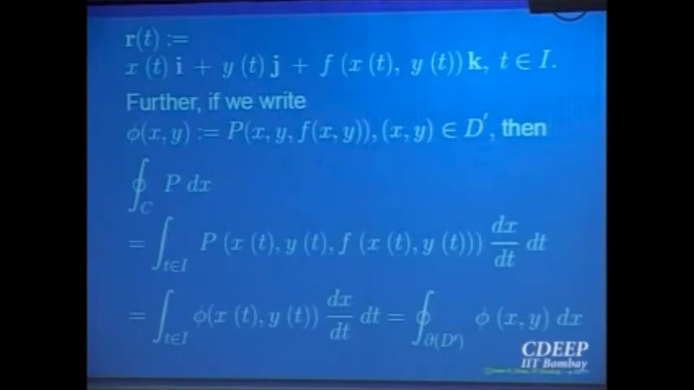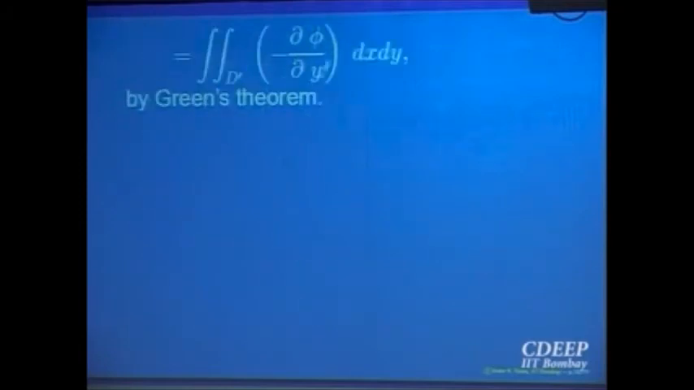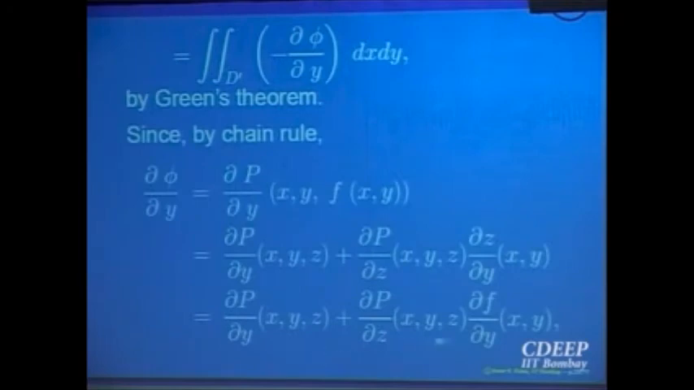So that's all. And now at this juncture, because this is a line integral over a plane curve, Green's theorem is applicable. I apply Green's theorem and convert it into a double integral, and the double integral will give you minus the partial of phi with respect to y. Now compute this using the chain rule, because what is phi(x,y)? It is P(x, y, f(x,y)). Z is a function of x and y itself. X and y are independent, but z is a function of them. So use the chain rule, and you get these two terms. The minus sign will give you both of them as minus, as you wanted them to be. That's all, nothing more than that.